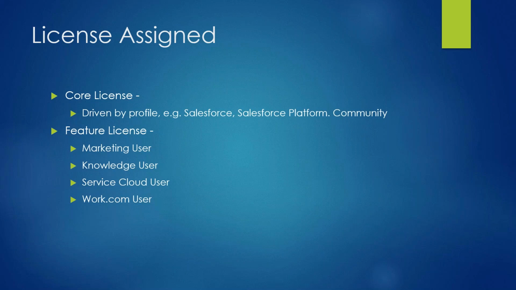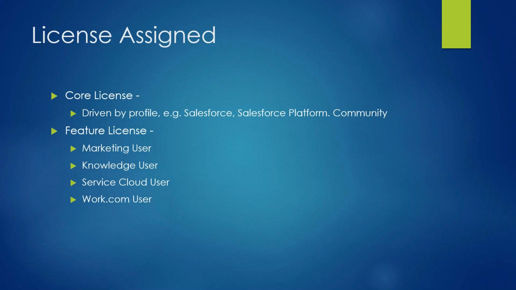Plus, what we can also do is create a permission set which may or may not be bound to a license. But the profile we always need to bind to a license, without which we won't be able to create a profile. So those are our core licenses. And feature licenses include the marketing user license. It means that the moment you have this license, you can use campaigns, you can add campaign members and external information.